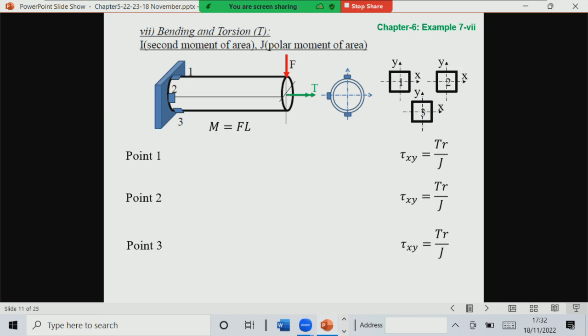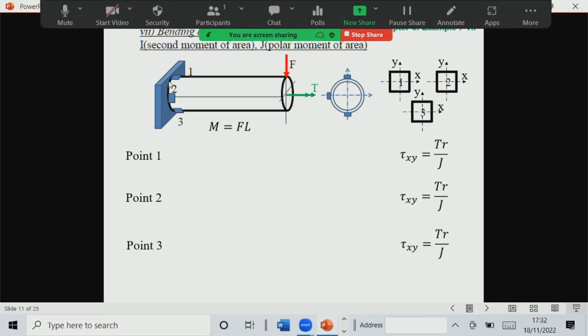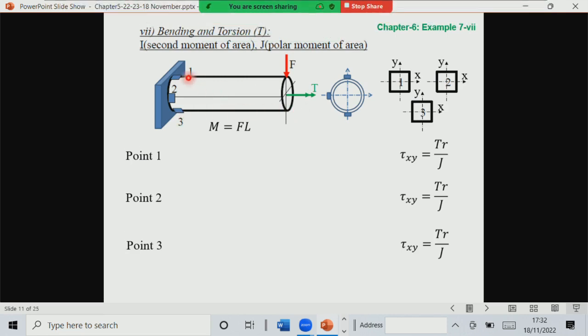Now point 1, is it located on the compression side or tension side? If I apply the force, how many of you think point one is located on the compression side if we apply bending? How many of you think one is located on the tension side? Excellent. So if I apply bending here, the top layer will be subject to tension and the bottom layer will be subject to compression. So point one, which is this point here, is located on the tension side, or tensile side, and point 3 on the compression side.